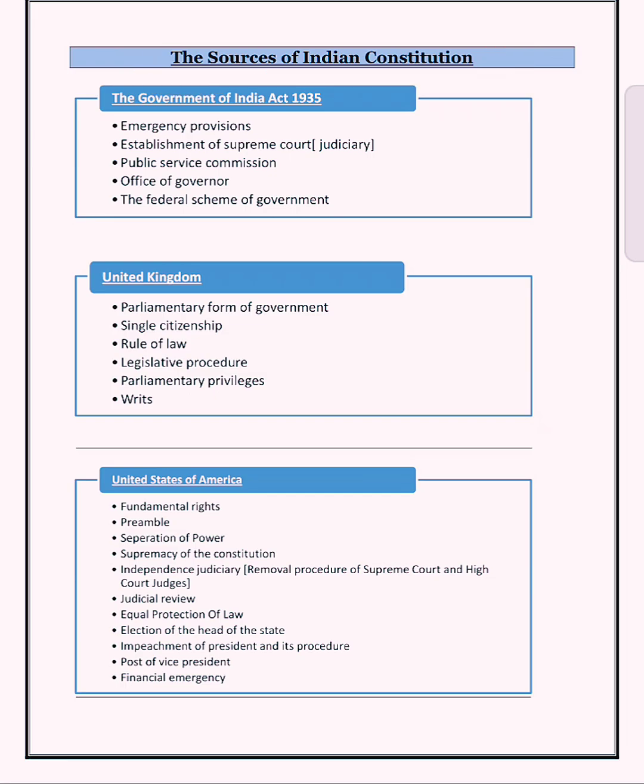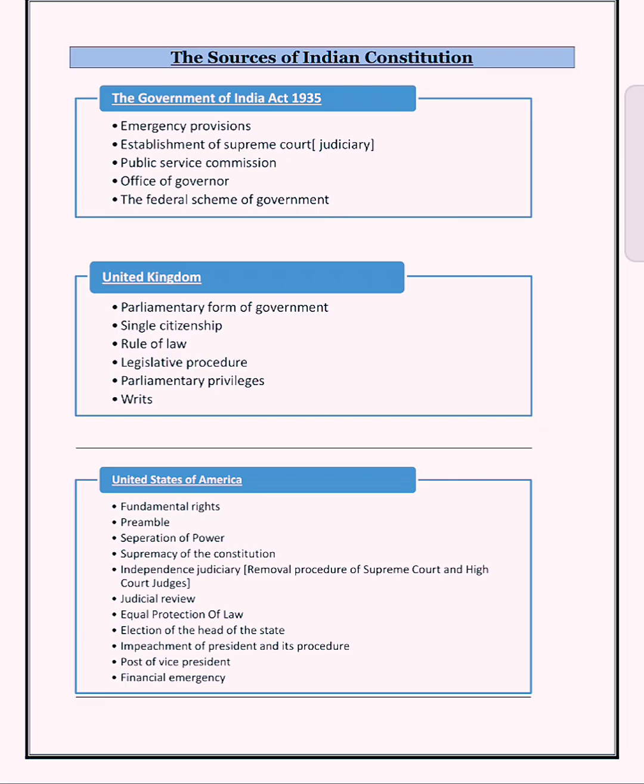So the first source of the Indian Constitution is considered to be the Government of India Act 1935. There are many provisions from this act which have been incorporated into our Indian Constitution, like the emergency provisions, establishment of Supreme Court, Public Service Commission, Office of Governor, and Federal Scheme of the Government. These are the provisions which have been taken from the Government of India Act 1935.